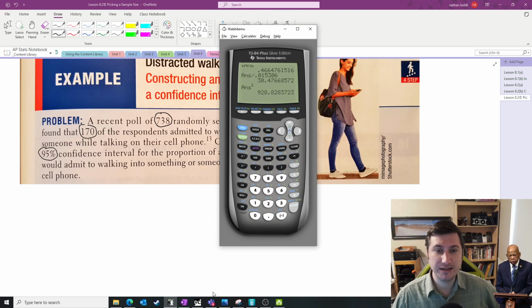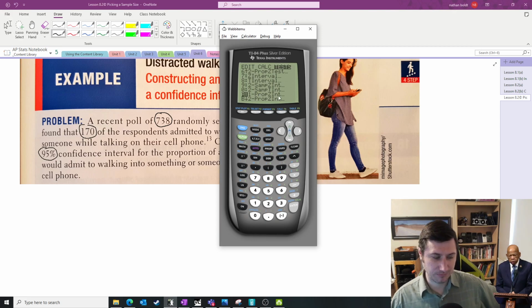So for a TI-84, you go stat, tests, okay? And then you have to scroll down. Hopefully some of these might sound familiar. We want, there it is, 1 proportion Z interval. We've written that before, haven't we? 1 proportion Z interval. It's a 1 sample Z interval for proportions.